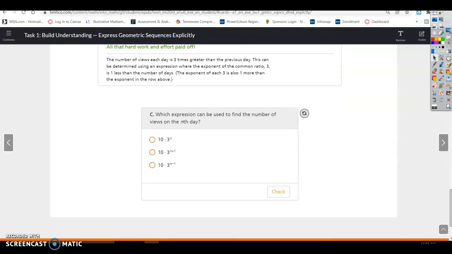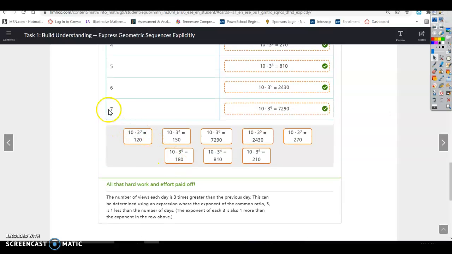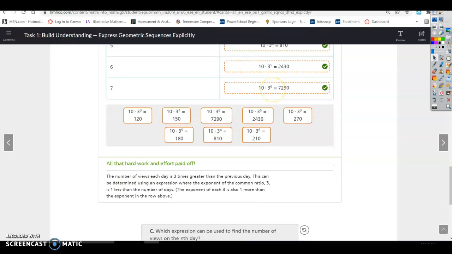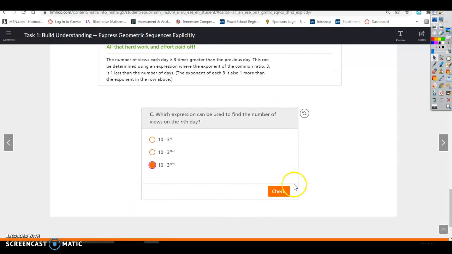Alright, it says which expression can be used to find the number of views on the nth day. So we can do 10 times 3 raised to the n minus 1. As you can see, the 7th term is 3 to the 6th times 10. The 6th term is 3 to the 5th times 10. So the exponent is always 1 less than whatever n is. So it's going to be 10 times 3 to the n minus 1 power.